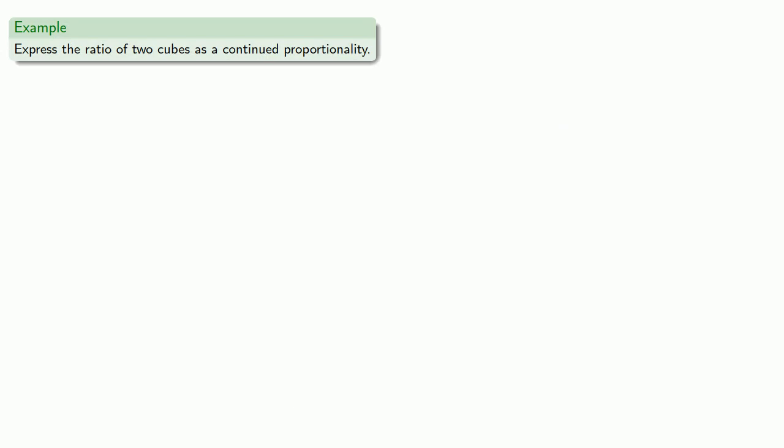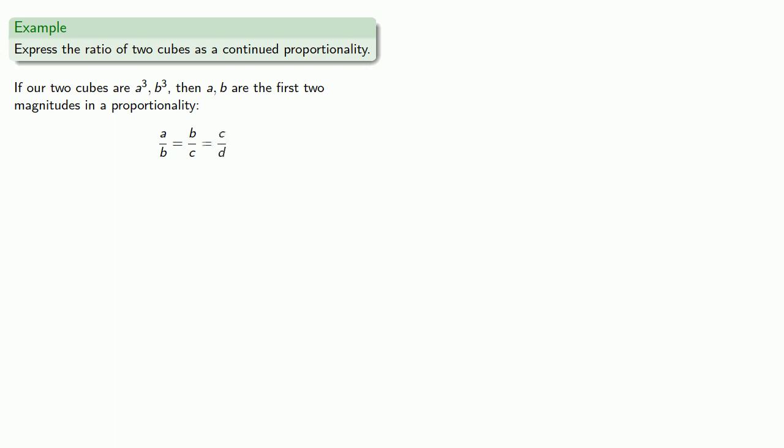So we might express a ratio of two cubes. If our two cubes are A cubed and B cubed, then A and B are the first two magnitudes in a proportionality. A is to B as B is to C. And since these are cubes, we want to continue. C is to D. And this continued proportionality gives us the triplicate ratio. A cubed is to B cubed as A is to D. And again, remember that A and D are line segments, and so this gives the relationship between two cubes in terms of the relationship between two lines.